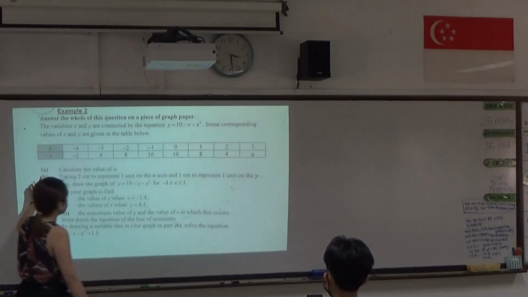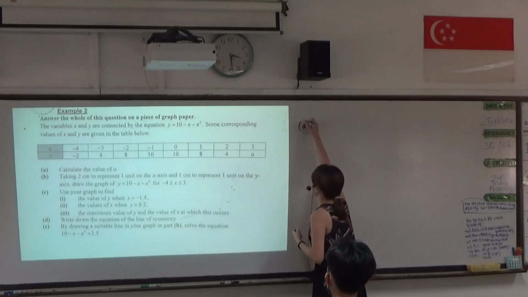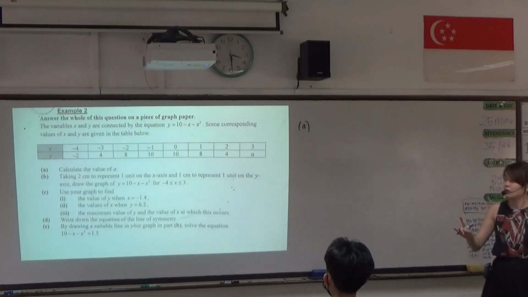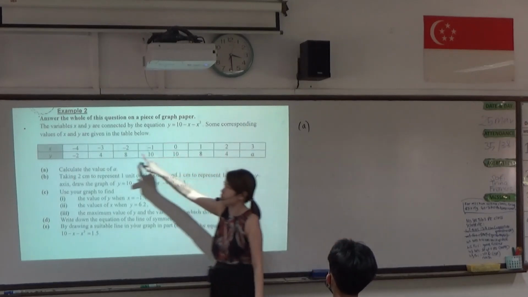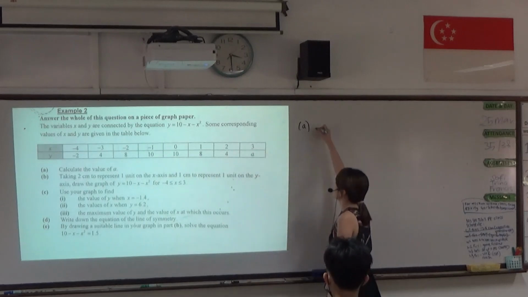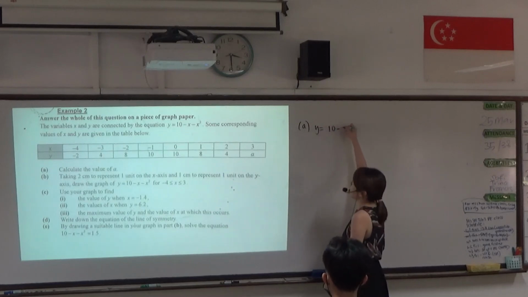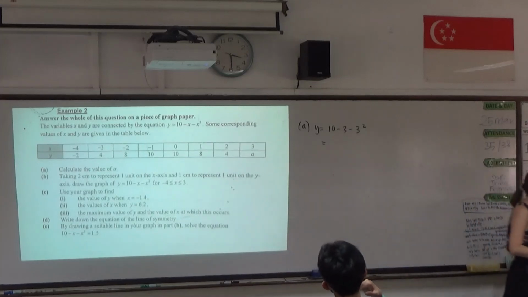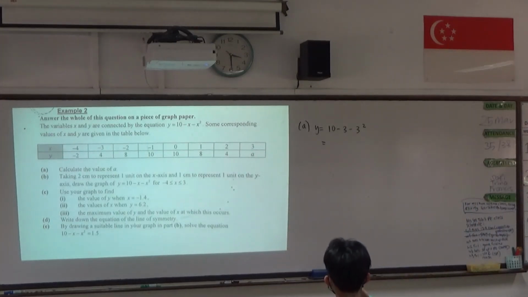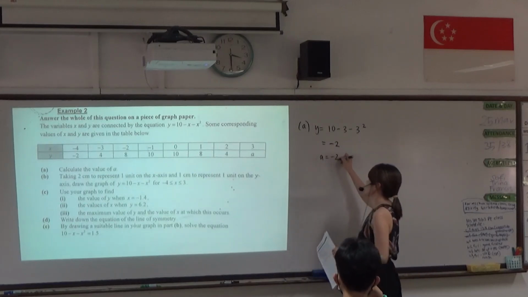So the first part, part A, to calculate the value of A. How do we do that? Listen first, no need to copy. To find the value of A, we see that A is found here, x is equals to 3. So we find that y, when I use the equation, 10 minus 3 minus 3 squared, that will actually give us a value of, try to answer, that will give me a value of negative 2. So therefore your A is equals to negative 2.